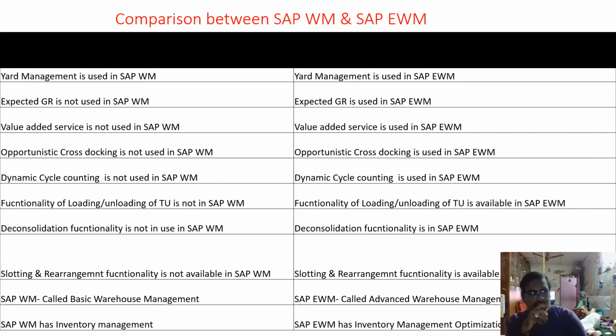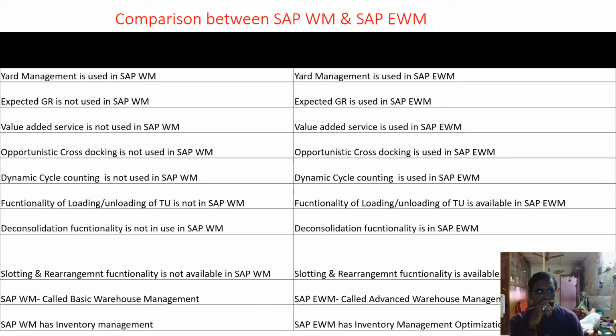So we need an immediate TO in case of WM, and in case of EWM we have waves, warehouse orders, warehouse tasks, all these things will come into the picture for cross docking.